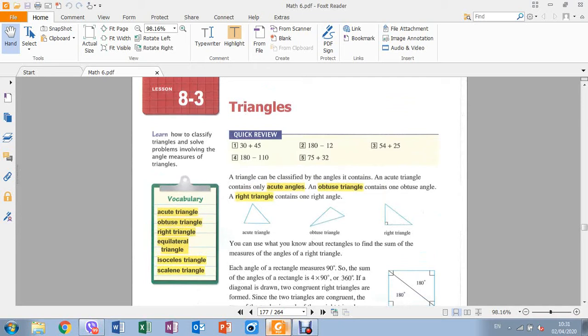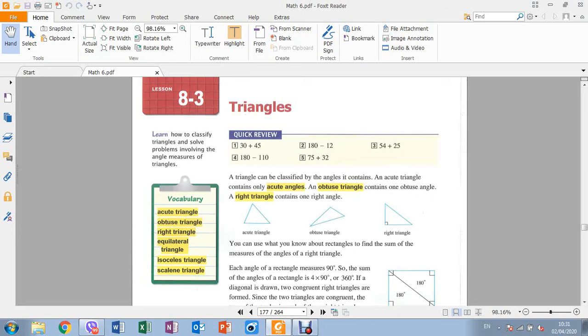Today we want to talk about triangles and the types of triangles. We can classify triangles in two ways: the first way is by angles and the second way is by the lengths. The first way, we classify the triangle by the angles it contains. We have three types of triangle: acute, obtuse, and right.